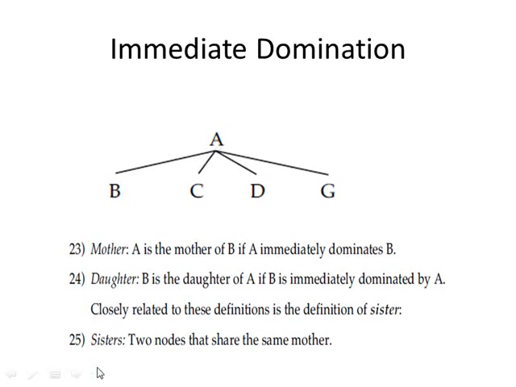And the last one we have sisters. So two nodes that share the same mother. Jadi B, C, D, G, they all called as sisters because they have the same mother. Nah, jadi ada istilah-istilah seperti ini, ya.